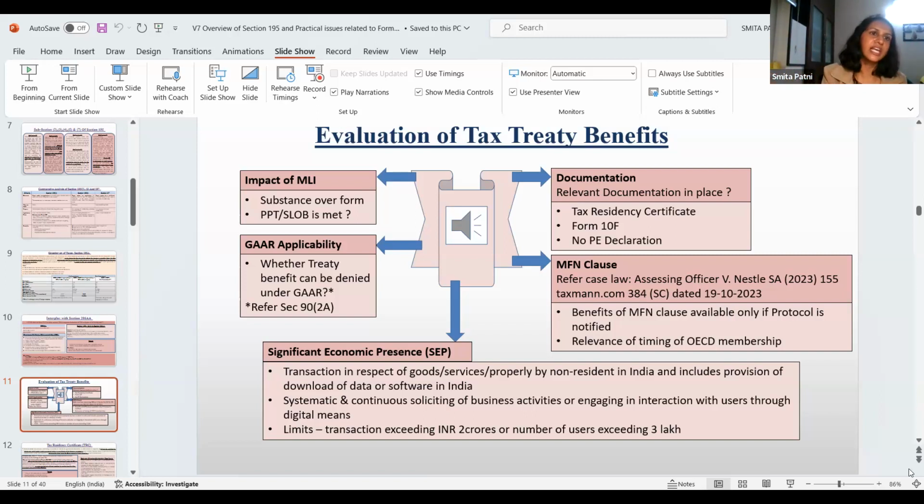For example, there is Treaty A and there is Treaty B. Treaty A was initially signed, and Treaty B is signed later. Say Treaty A was signed with a benefit of only 10% on the FTS clause. The rate was 5% on dividend, say, for example.